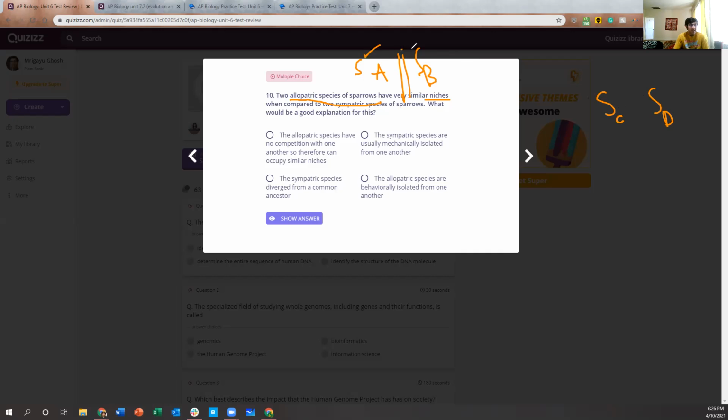These two are able to have similar niches because they don't have competition, because there's a barrier here, right? So it's like two different environments. Whereas species C and D probably have much more different niches, because it's not productive to be competing over the same things. So it's probably A, because the allopatric species have no competition with one another, because they're in different environments. So I'm thinking the answer would be A then.